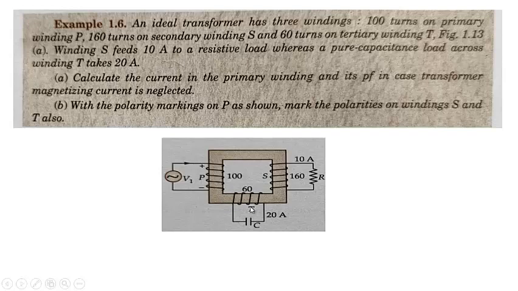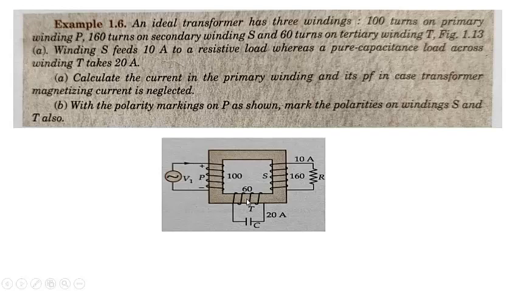Now I will do it. This is one way of doing this. I hope you understood this, because the book has not shown it like this. I will try to do it by MMF balance. So the MMF created by this will be equal to 160 into 10, and the MMF created by this will be equal to 20 into 60.